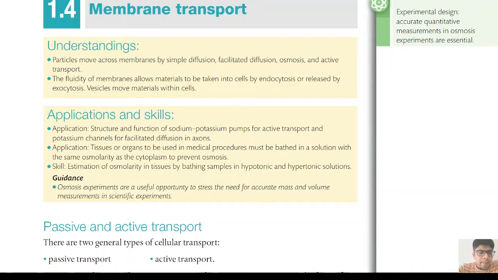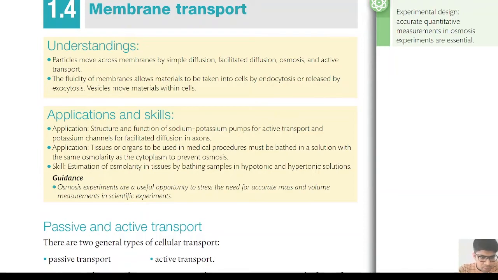The application and skills involved here: the structure and function of the sodium potassium pumps for the active transport and the potassium channels for the facilitated diffusion in axons. Tissue or organs to be used in medical procedure must be bathed in the solution with the same osmolarity as the cytoplasm to prevent osmosis. The skill here is estimation of the osmolarity in the tissues by bathing sample in the hypotonic and hypertonic solutions.